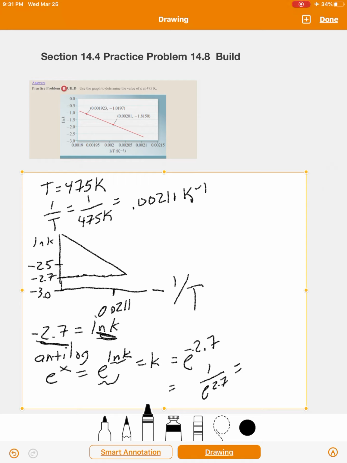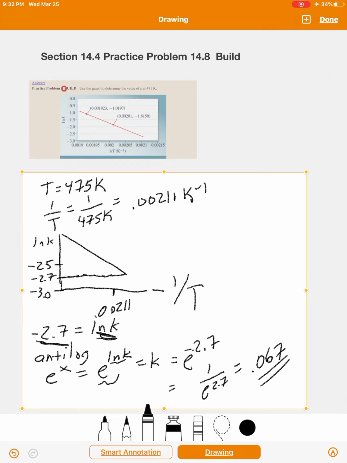So e to the 2.7, of course, you want to be able to do that on your calculator. So it's the anti-log of minus 2.7, and that is 0.067. And that would be the value of the rate constant. I wouldn't worry about units here, but we should get something that's close to that. So if the actual answer in the textbook is a little bit different, then that's fine. We're pretty close to there.